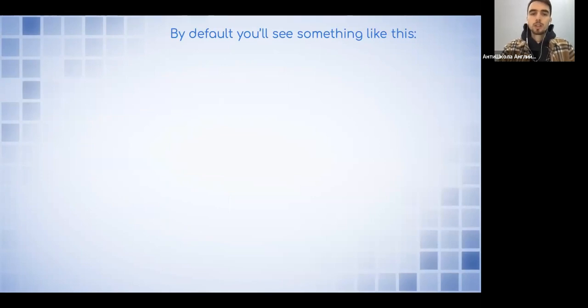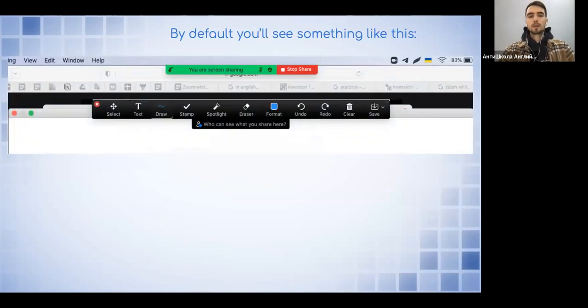By default, you will see something like that, basically the white space on the bottom. I'm just telling this for those who don't know, maybe it's your first time looking at this. The white space underneath the toolbar is your whiteboard, and you have a toolbar. This is what you see by default.